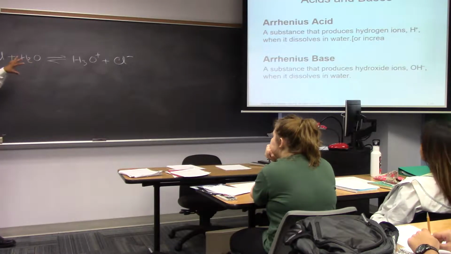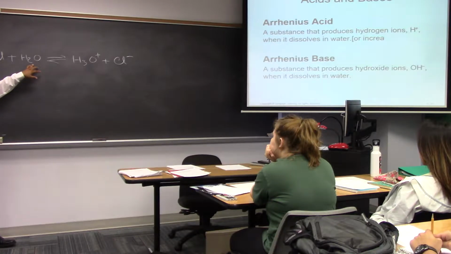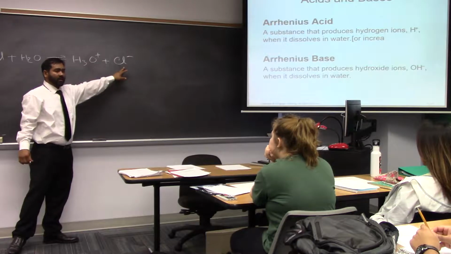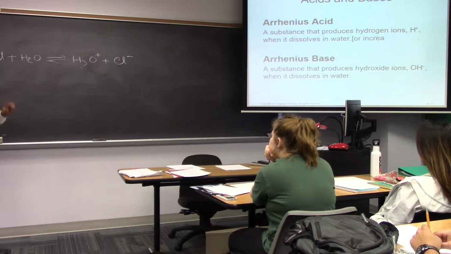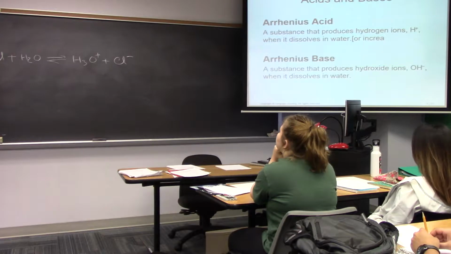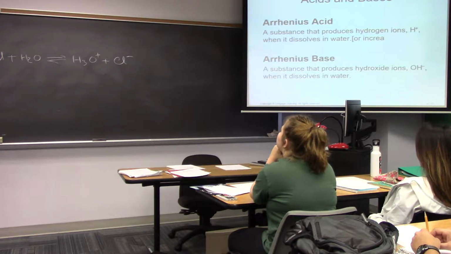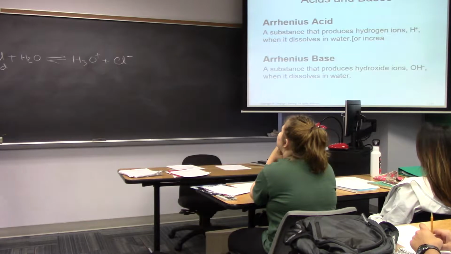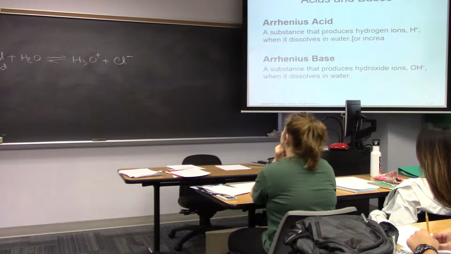So you see what happened here. This compound donated H plus to water, and H3O plus formed, and the acid became chloride ion. So by definition, any compound that increases hydrogen ion concentration in a solution is called acid. So this compound is acid because it is donating H plus to water, and this becomes a base. We'll talk about that later. But at this moment, acid is this, based on Arrhenius.